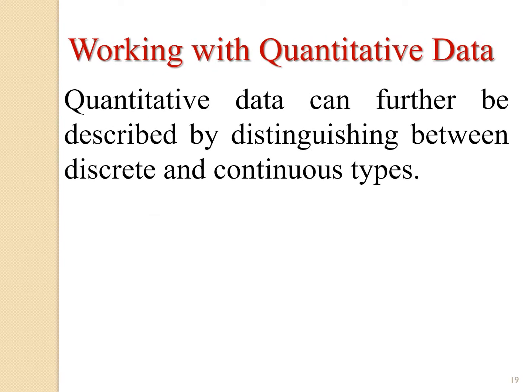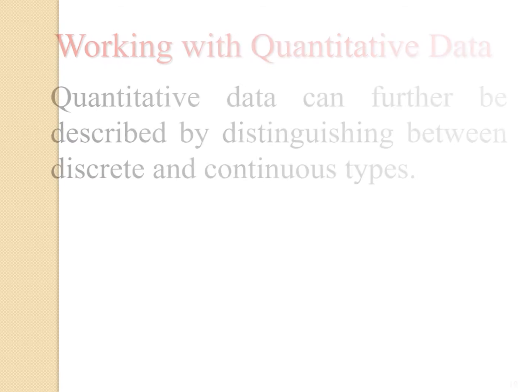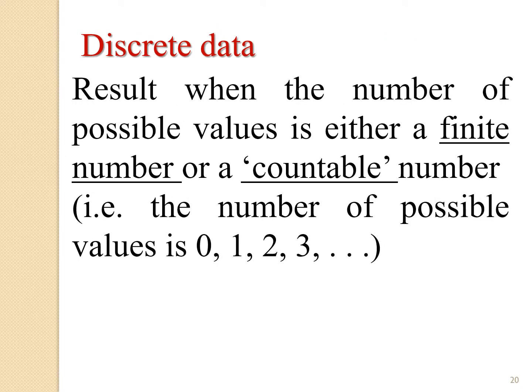Moreover, we can divide the quantitative data into two types: discrete and continuous. Quantitative data means just numerical values. Discrete data results when the number of possible values is either a finite number or a countably infinite number. That is, the possible values should be integers: 0, 1, 2, 3, up to countable infinity. Your output values or samples are discrete values, not any decimal point. So that type of data we call discrete data.